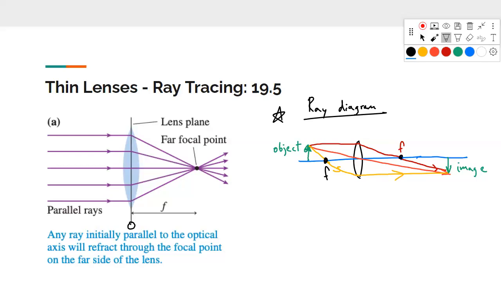But anyways, we draw our object on the left side, and then we draw these 3 rays. One starts off going horizontally, and then bends through the focal point and keeps going. That's the dark red line. One just goes through the center and doesn't bend at all. That's the orange line. And one goes through the focal point on the left and then becomes parallel, or horizontal, on the right side. That's the yellow line. They'll all come together at one point, and that's where the image is formed.